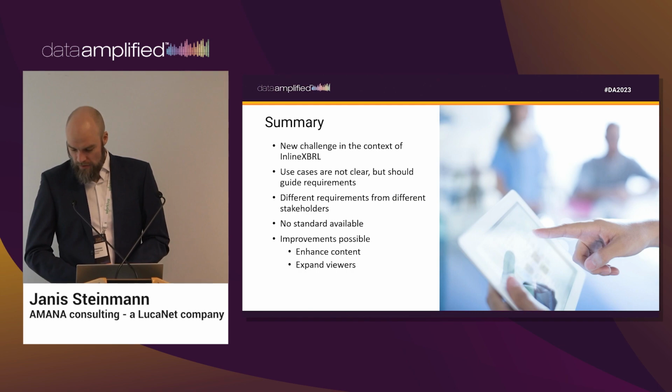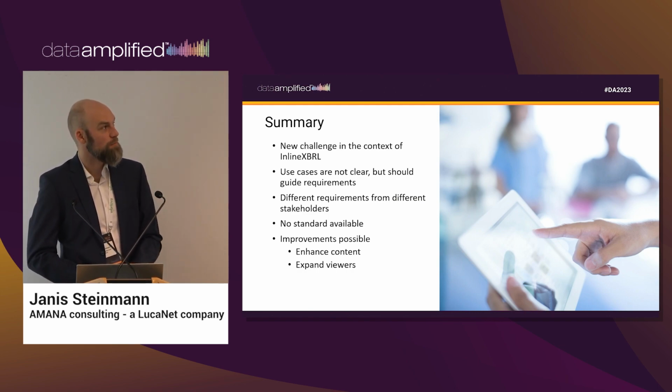So, a quick summary, I think I'm well in time. TextBlock tagging for us in the last year has been a bit of a challenge, in the context of inline XBRL at least. I know it's been used before in plain XBRL for quite a long time. The use cases are not yet clear, but they should actually guide the requirements. So there's a bit of work we need to do.